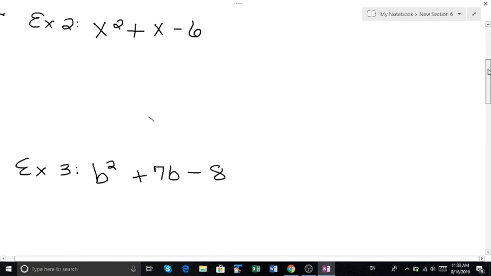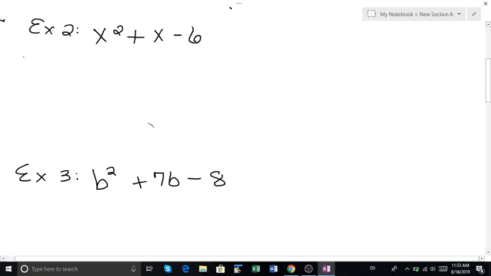All right. Let's look at x squared plus x minus 6. So first we're going to write out our multiplication facts for 6. Now we're going to ask ourselves, can we combine 6 and 1 in any way to get a positive 1? No. What about 3 and 2 to get a positive 1? Yes. Positive 3 minus 2 gives us a positive 1, and positive 3 times negative 2 gives us a negative 6. So we're going to set up our parentheses here.